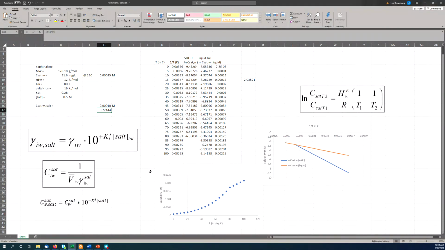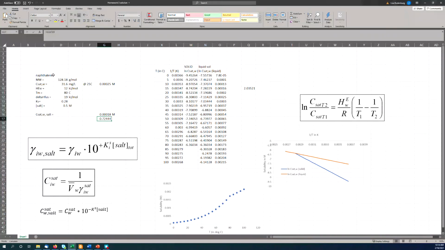So here's just an example of homework number 3, this is for naphthalene. And here's its molecular weight and everything. We calculated its temperature dependence, and here's the solubility of the liquid. And notice that if I take the solubility at 15 degrees and divide it by the solubility at 0 degrees, it went up by a factor of 2. And you could see that from these plots that I forced you to draw.